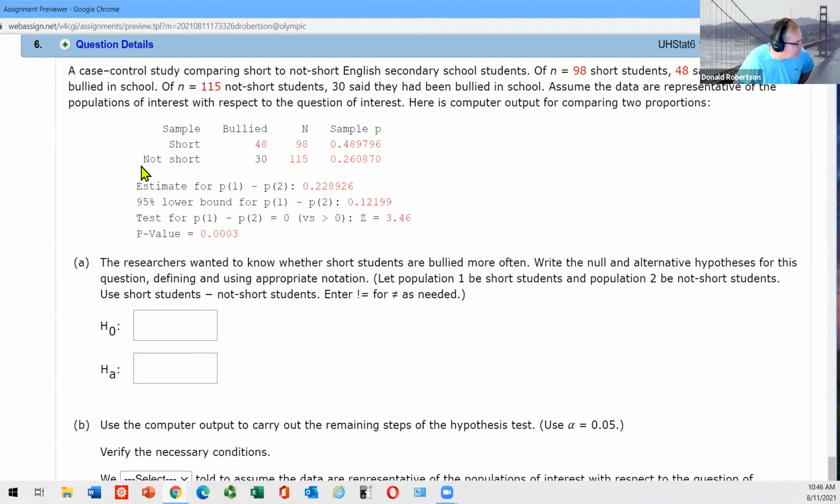Okay, so what we have is pretty much all the information given to us. Short people, 48 out of 98 get bullied. That's your p hat there.